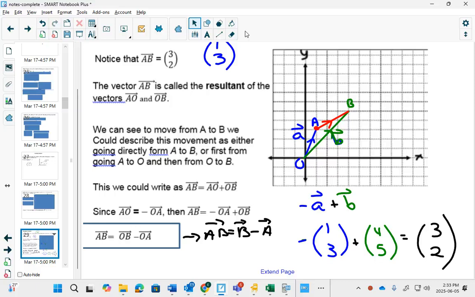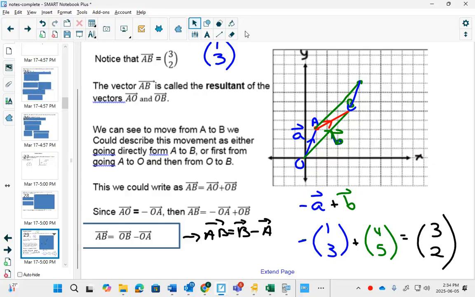Technically, when it's written B minus A, here's B. You would do that first, to start at A, go B. And then here's minus A. Minus A would be this way. Gets the same spot. Vectors work that way. Doesn't matter which one you do first.